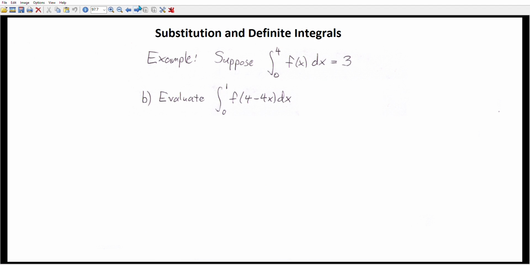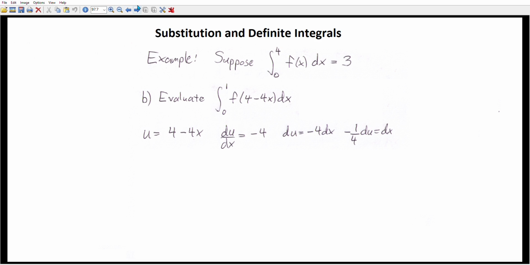Let's evaluate another related integral. The integral from 0 to 1 of f of 4 minus 4x dx. Here, if we're going to transform, we're going to have to let u equal 4 minus 4x. du dx is going to be minus 4. du is going to be minus 4 dx. And minus 1/4 du is going to be dx, which is what we're going to put in for the dx.